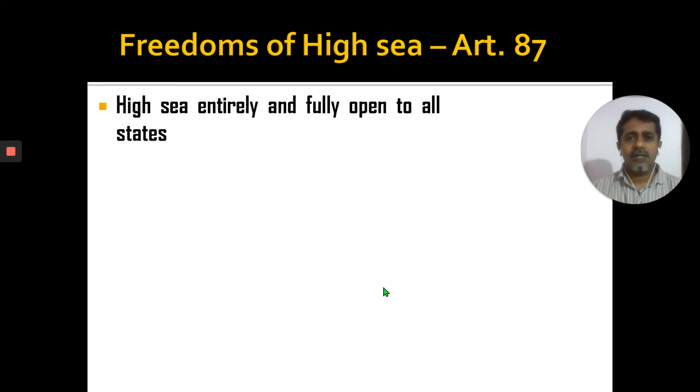Whichever state wants, it can have access to this. There cannot be any restrictions in this regard. So it is entirely and fully open to all states. No state can prevent another state from entering this high sea or having access to high sea. It's free entirely and fully. So what are the freedoms which are going to be enjoyed by the different states?